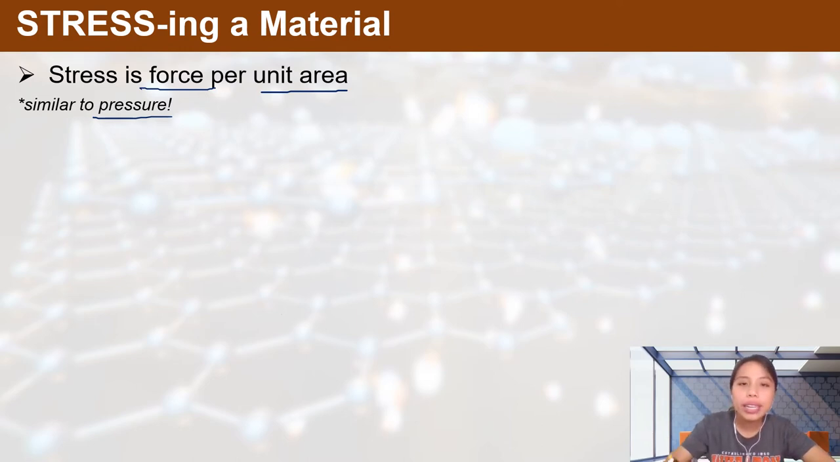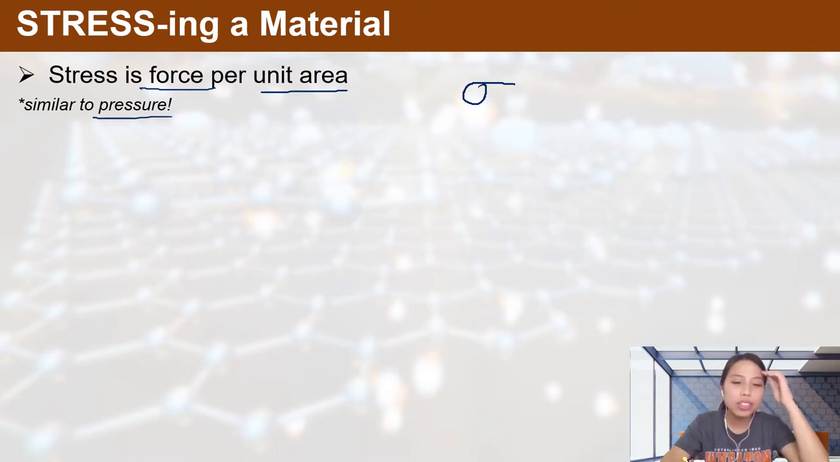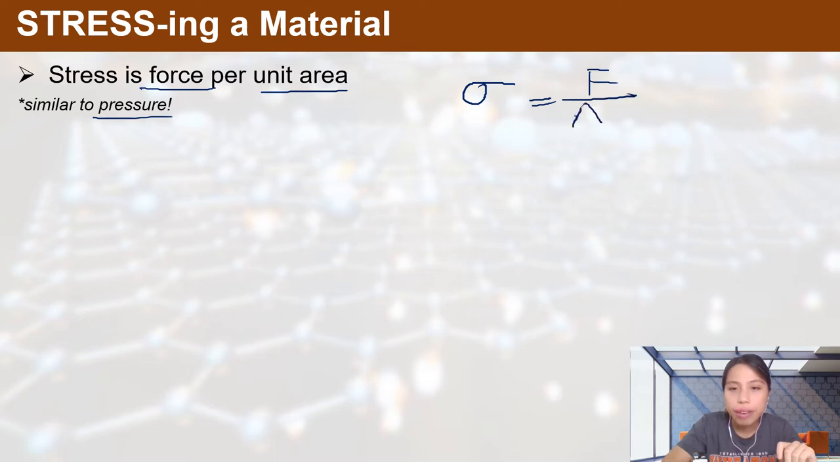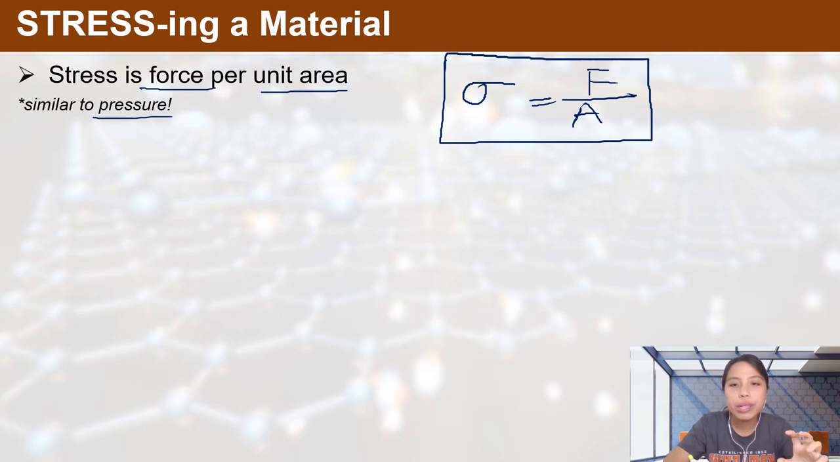So, stress, you will often see people use the symbol sigma. Sigma looks like this. This is the Greek letter for, I think it's S. Sigma. Okay, sigma is stress. Force per unit area basically is force divided by area. And this is the formula for how people define stress of a material. Or, more accurately, I should say, how much stress is this material experiencing?